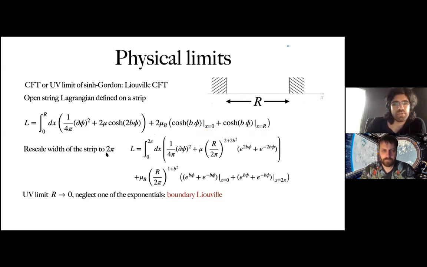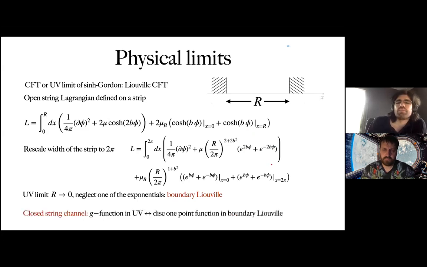What we're going to do is rescale the width of this strip to 2 pi, and if you look at the way this gauge transforms under this rescaling, you'll get a factor of r to the 2 plus 2 b squared. Now I'm integrating over a strip of size 2 pi. If I take the UV limit, which is r going to zero, I can neglect one of the exponentials and take a configuration space limit where phi is very large, double scaling with r. This way only one exponential survives, and in that case you get precisely the boundary Liouville theory. If you now switch back to the closed string channel, you expect that the G function in the UV should be related to the one-point function of the boundary field somehow. This is what we want to clarify a little bit.